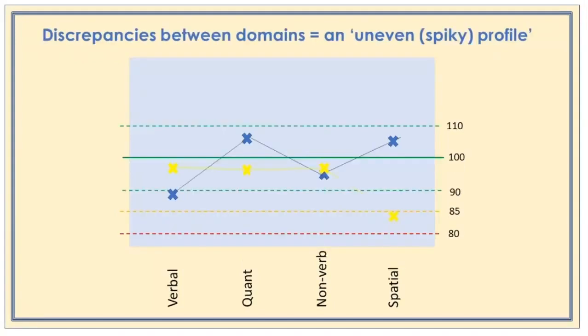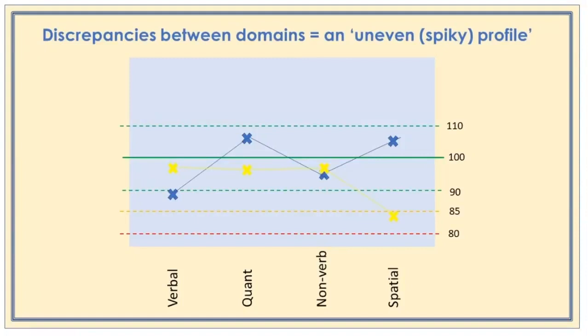And this is in fact a student that we have within our context. And you can see here the blue data were the data points for this child in year 3, and the yellow were the data points for this child in year 5 for their CATs. We can see an uneven or spiky profile. So what does this mean?